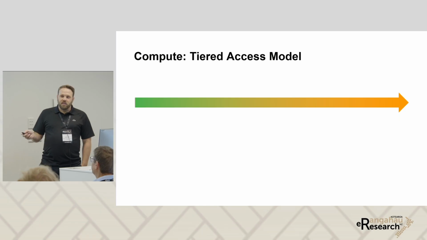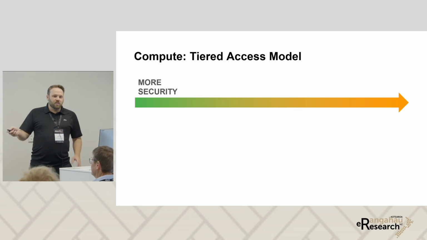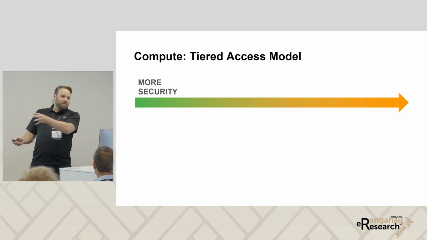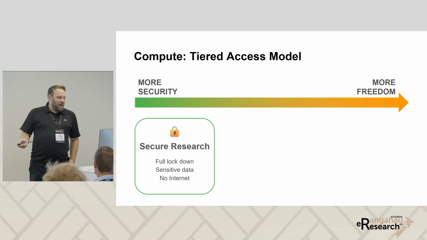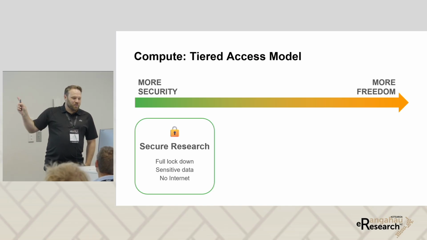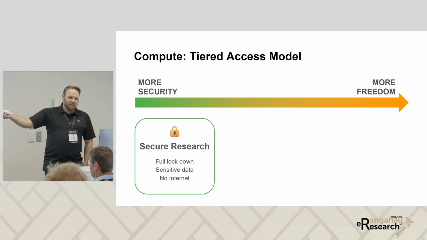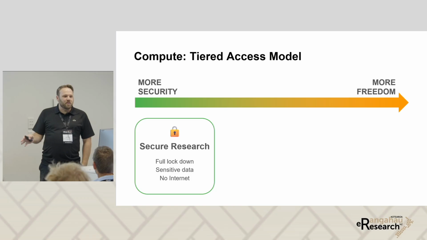Just to put this in context, at the University of Auckland, we have a variety of different services, and each of these services offer different benefits and different disadvantages as well. So if we look at this kind of scale here, going from the left side, where we have more security, and the right side, where we have more freedom, our SRE sits about here. Really secure. Not much freedom. And we can see here that full lockdown, designed for sensitive data, for example, health data, no internet, which can be a very difficult environment to work in.